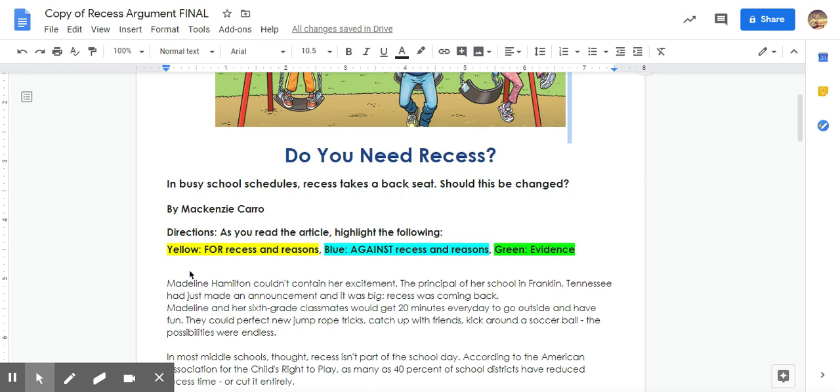So, if you did the assignment and watched the video yesterday, you should have all of your yellow annotating done, highlighting for all of the parts of this article that are for keeping recess. And then the blue would be all of the reasons against having recess. Okay. So now what we're going to do is scan through, we don't need to reread the whole thing, and find the evidence that supports these two different sides, and we're going to highlight it green.